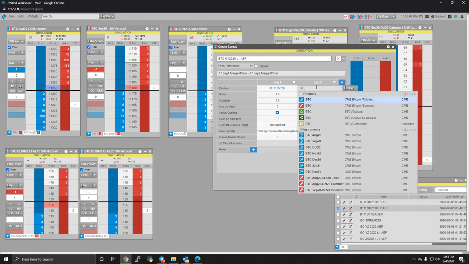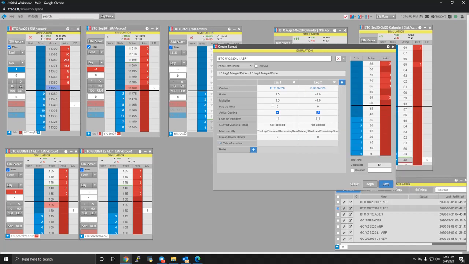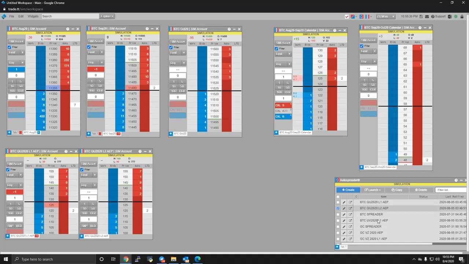BTC September, just for the math to work out properly, and we're going to actively quote in leg 1 here, and we're going to hedge in leg 2 as decided by the TT, but other way to say it, we're actively going to quote in the OC market, and we're going to hedge in the SEP market. So I'll save this there.